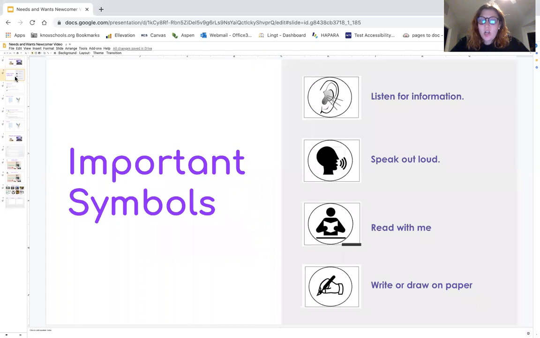But first, let's talk about some important symbols or pictures you will see in today's lesson. First, if you see this picture, that means you are going to listen for information. When you see this picture, that means that you are going to speak out loud. When you see this picture, that means that you are going to read with me. And last, if you see this picture, that means that you are going to write or draw on your own paper.